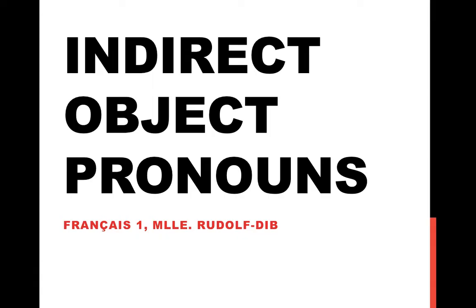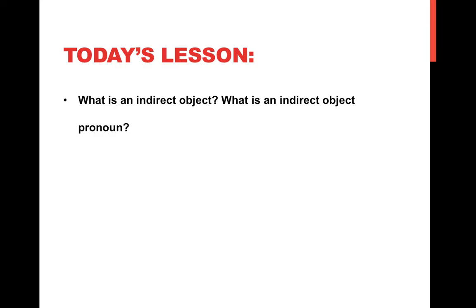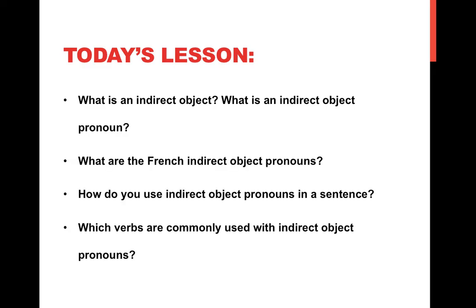Bonjour class, today we're learning the first of two different types of object pronouns. This first one that we're learning today is called an indirect object pronoun. So to start off today's lesson, we'll talk about what that means, what an indirect object is, what an indirect object pronoun is, what they are in French, how we use them in a sentence, as well as verbs that are commonly used with indirect object pronouns.